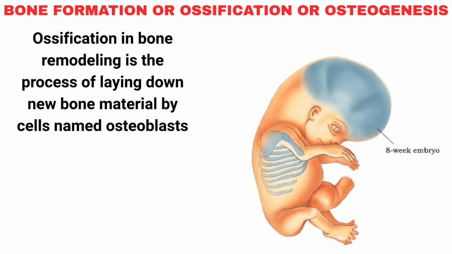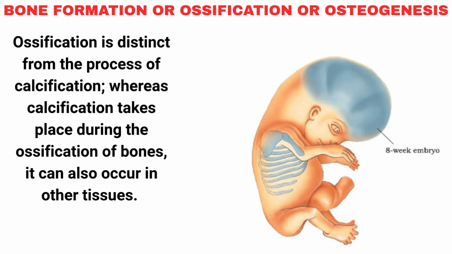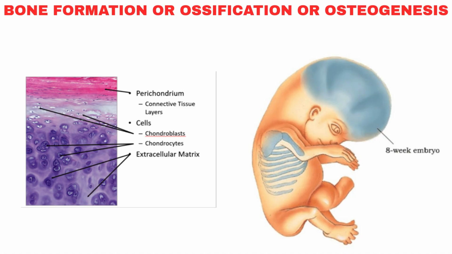Calcification is often confused with ossification. Ossification is distinct from the process of calcification, whereas calcification takes place during the ossification of bones. It can also occur in other tissues. In the early stages of embryonic development, the embryo skeleton consists of fibrous membranes and hyaline cartilage. By the 6th or 7th week of embryonic life, the actual process of bone development, ossification or osteogenesis, begins.